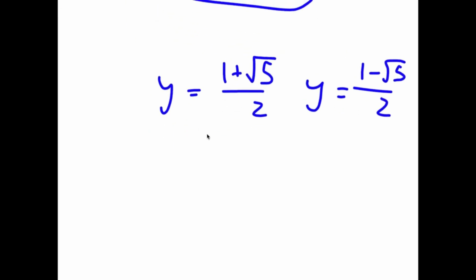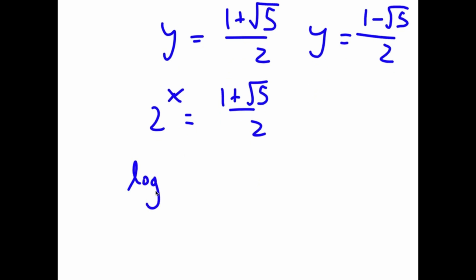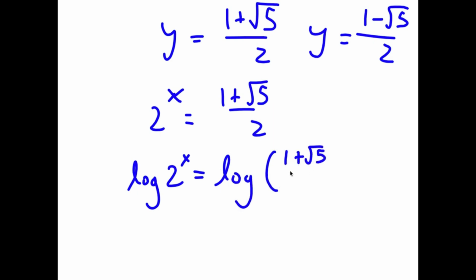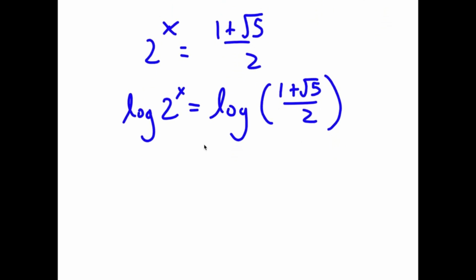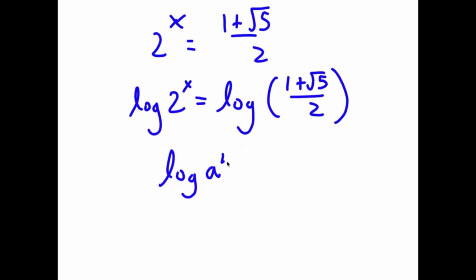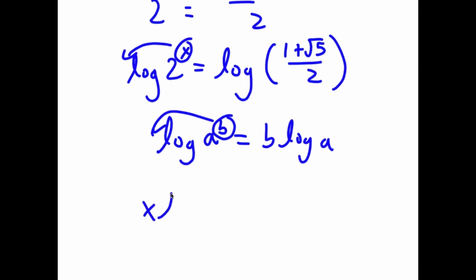So for y equals (1 plus the square root of 5) over 2, I have 2 to the power of x is equal to (1 plus the square root of 5) over 2. And if I take the log on both sides, I have log of 2 to the power of x is equal to log of (1 plus the square root of 5) over 2. And if I have something in the form log of a to the power of b, I can move my exponent to the front, so this is equal to b times log a. So in this case, I can move x to the front. So now I have x times log 2 is equal to log of (1 plus the square root of 5) over 2.